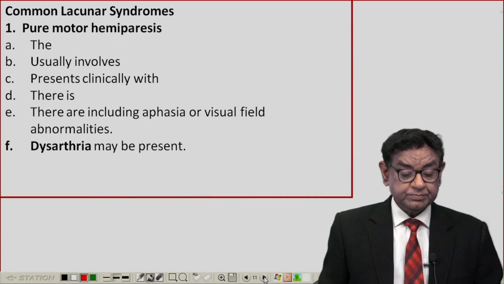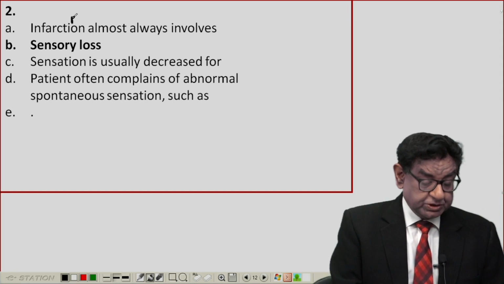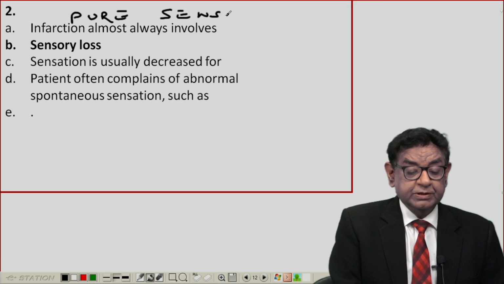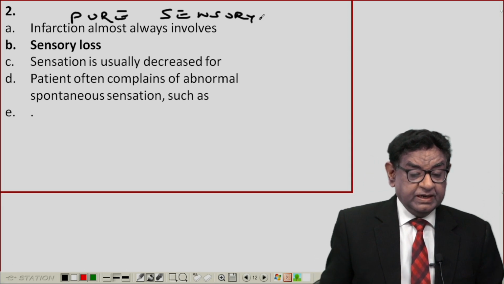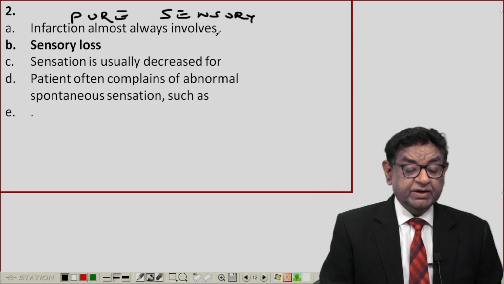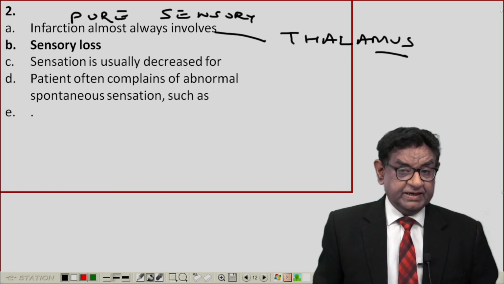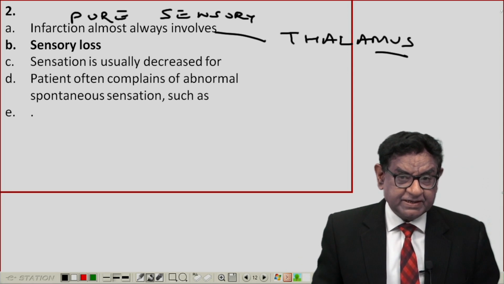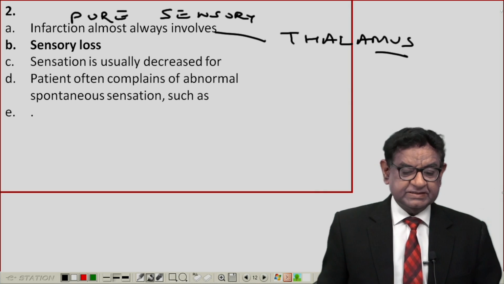Now, the second type is pure sensory stroke. This I explained to you: when the sensory fibers are involved, this infarction usually involves the thalamus. But of course, it may involve the internal capsule if the sensory fibers are there, but in actual clinical practice it is more likely to be seen in the thalamus. Why? Again, the basic concept.